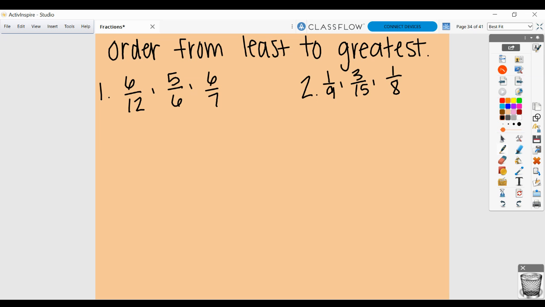If we look at the first problem, the denominators are 12, 6, and 7. 12 and 6 are related, but 7 isn't. So we need to figure out what denominator would work. The easiest way to do this is to multiply all of those denominators together to figure out what that number would be. It is going to be a bigger number, but this is the easiest way to figure it out. So you get 504. Your common denominator for all of these is going to be 504.